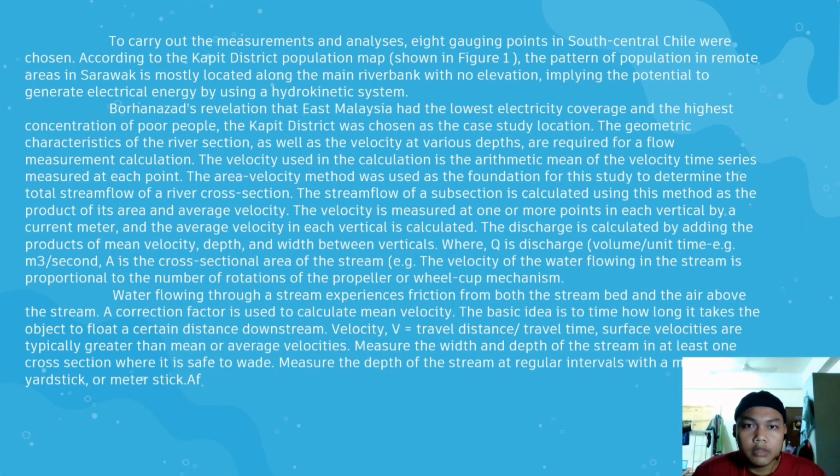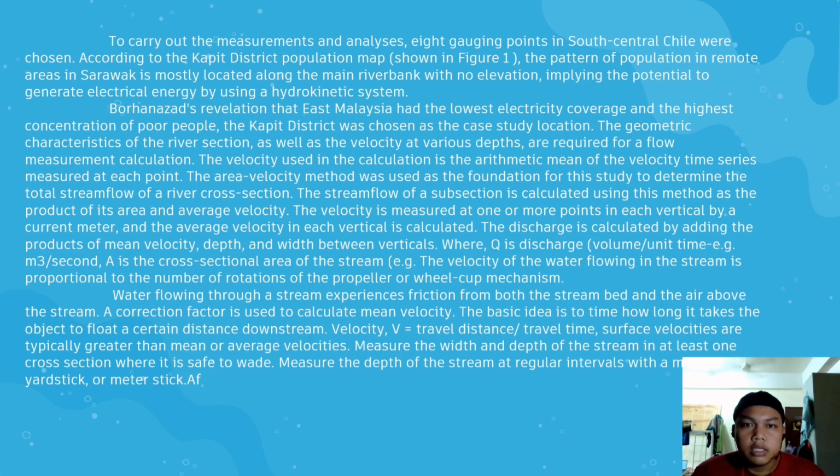To carry out the measurement and analysis, the sampling points in South Central Chile were chosen according to the Kapit district population map shown in Figure 1. The pattern of population in remote areas in Sarawak is mostly located along the riverbank with no elevation, implying the potential to generate electrical energy by using a hydrokinetic system.